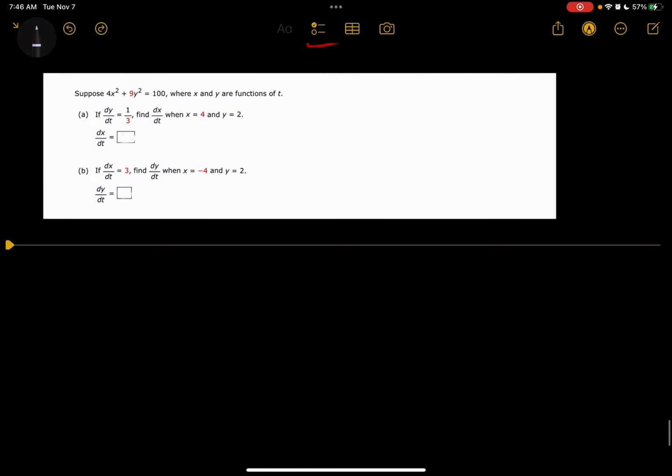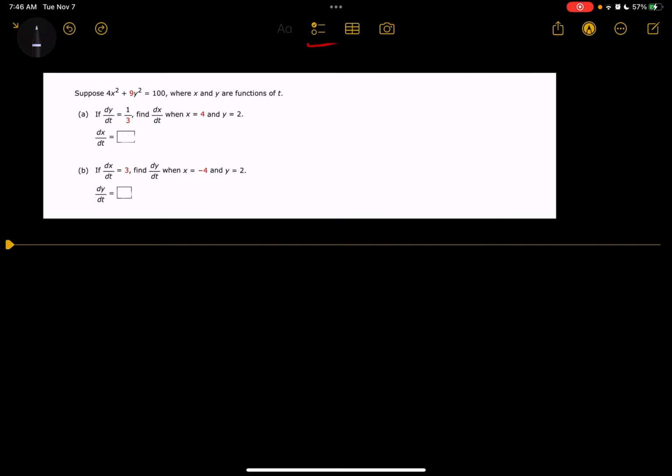All right, friend. So we're going to try to solve this question that was sent to me by one of my friends. Suppose 4x squared plus 9y squared is equal to 100, where x and y are functions of t. A, if dy/dt is equal to 1/3, find dx/dt when x is equal to 4 and y is equal to 2.